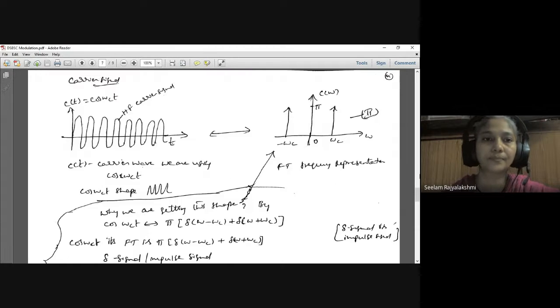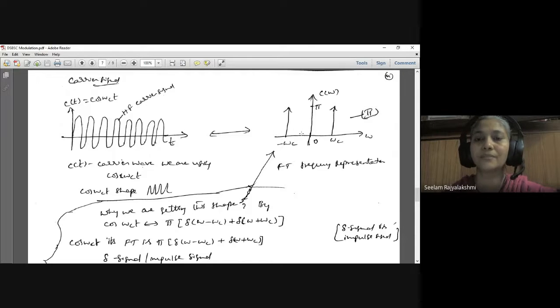Now let us see the carrier signal. C of t equals cos omega ct. This is the sinusoid representation, which is the high frequency carrier signal. This is also on the time axis. Here C of t is the carrier wave which we are using, cos omega ct. Its shape is a sinusoid like this. Now let us see the frequency spectrum representation.